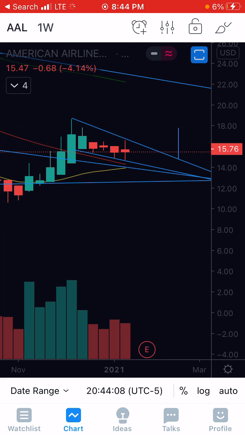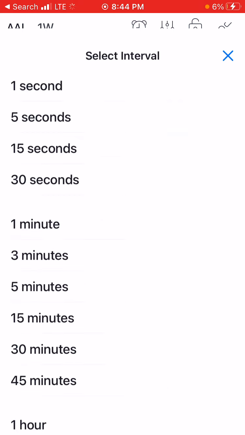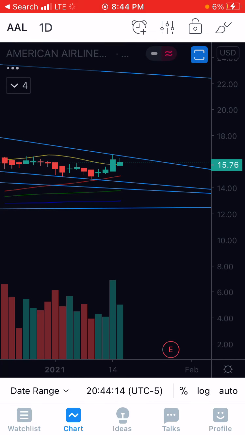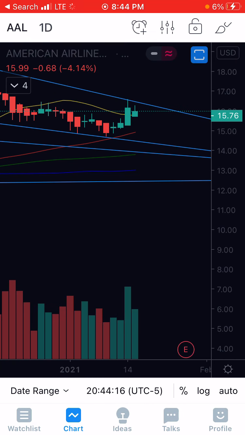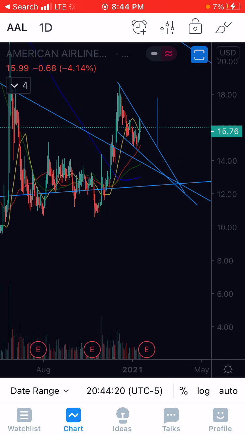needless to say, we know that golden cross is coming in, which is a great sign. Let's look at the daily and see how our patterns play out here. So now we have our patterns in here, and we get to see exactly what happened.